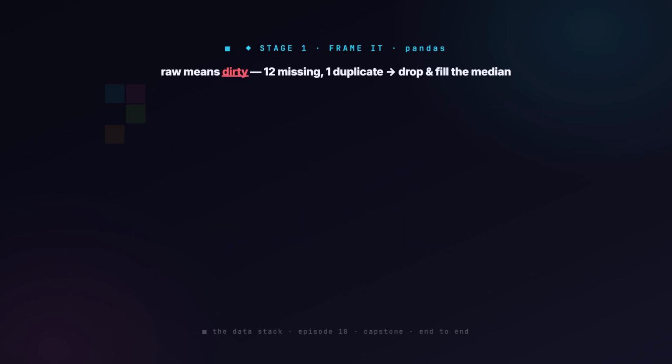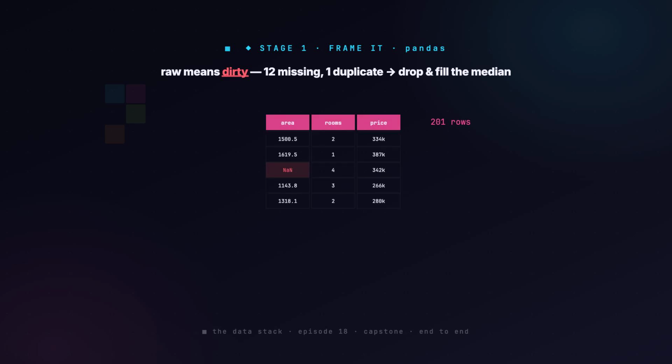Stage 1, frame it. Pandas reads a raw table: area, rooms, price. But raw means dirty. 12 area values are missing, one row is duplicated. So we drop the duplicate and fill the gaps with the median. 201 rows in, 200 clean rows out.